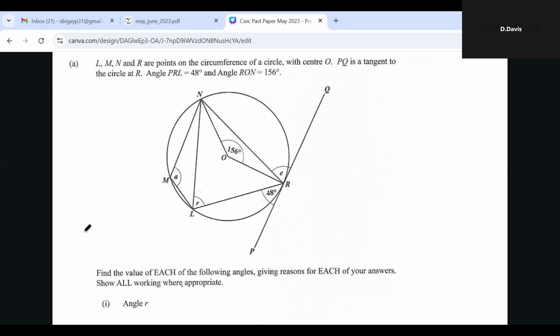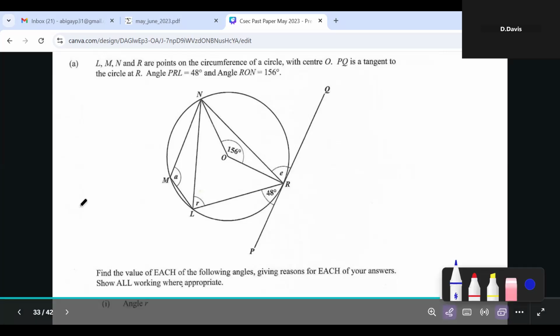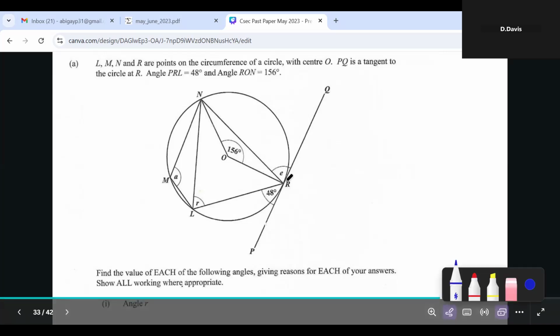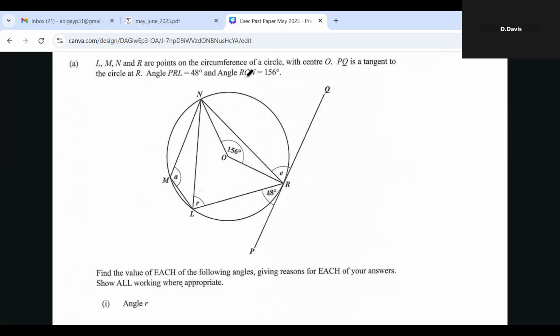All right, so let us begin. It says L, M, N, and R are points on the circumference of a circle with the center O. PQ is a tangent to the circle at R. Angle PRL equals 48 degrees and angle RON equals 156 degrees. So this is the tangent. Angle RON is right here.